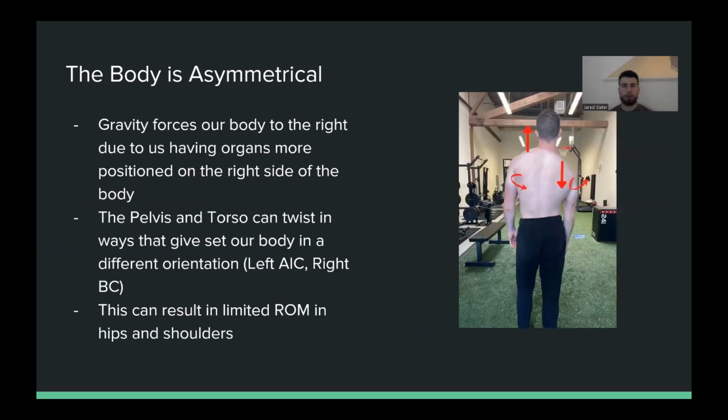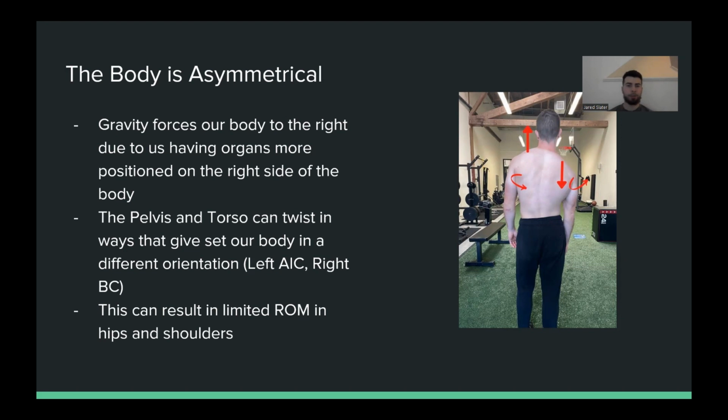First point here I want to talk about, which I think is important to know. This is a Connor Harris PRI concept. I'm not 1,000% bought into this, but I think it's very helpful to know for everything else we're going to talk about. The general idea is that our bodies are asymmetrical due to gravity pulling us to the right side of our body. This results in the most commonly seen pattern, which is left AIC, right BC. That's just the common pattern. If you want to look it up, you're more than welcome to. It's a rabbit hole and a half, but I think it's an interesting concept.